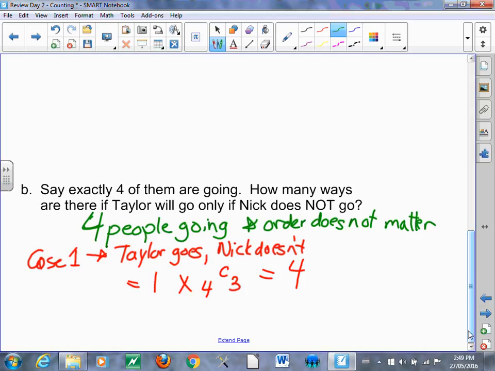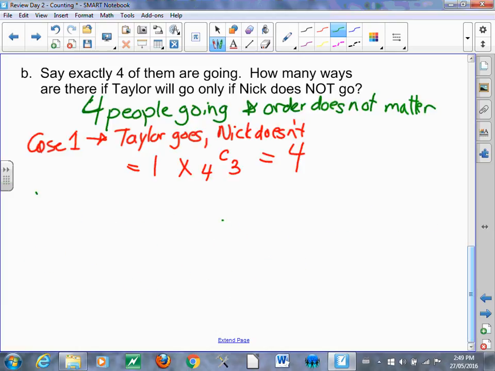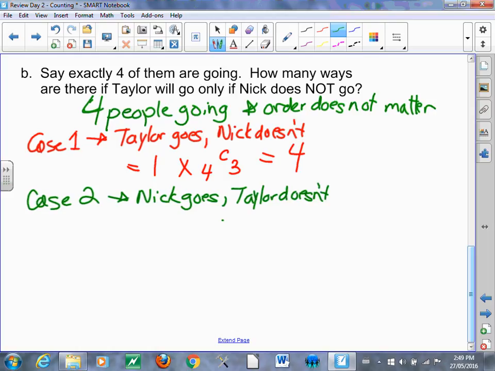Okay, let's do the opposite. Case 2 is going to be if Nick goes and Taylor doesn't. Okay, so if Nick goes, there's only one way Nick goes, times, and so if Nick goes, that's 1 less person. If Taylor doesn't, we're not including that other person, so it's going to be 4 choose 3, and again, that's going to equal 4.